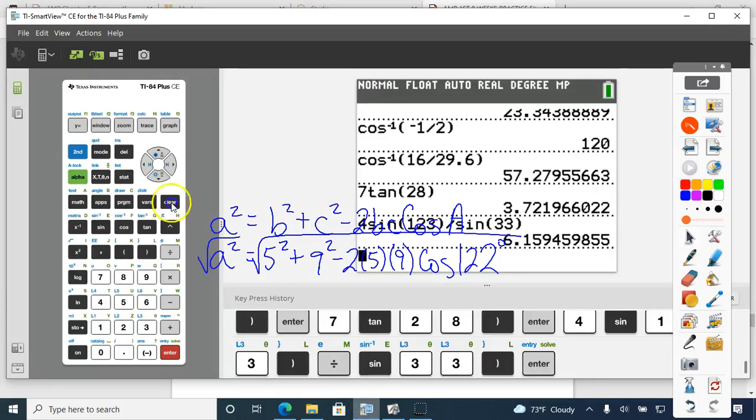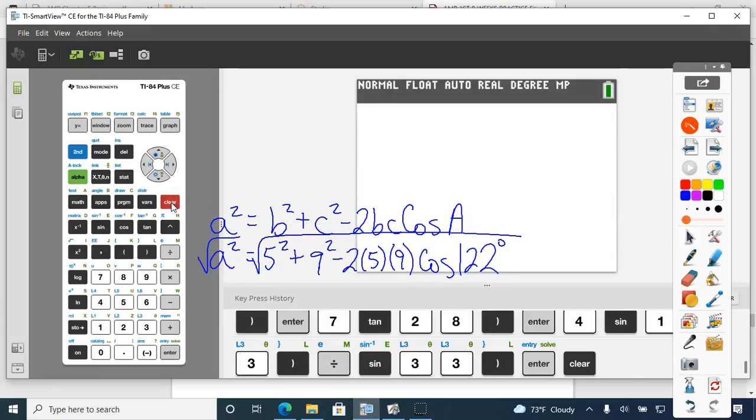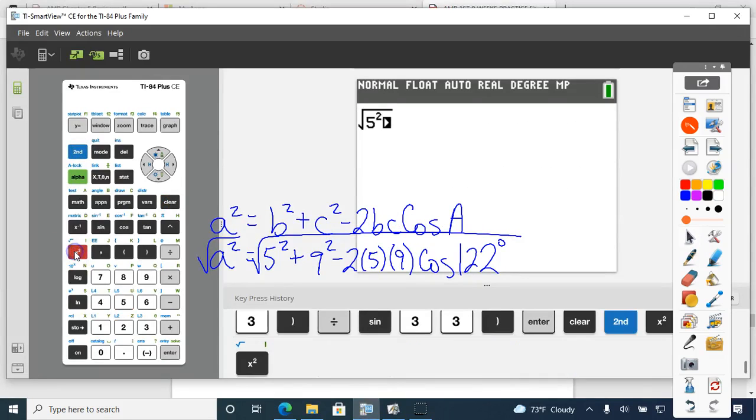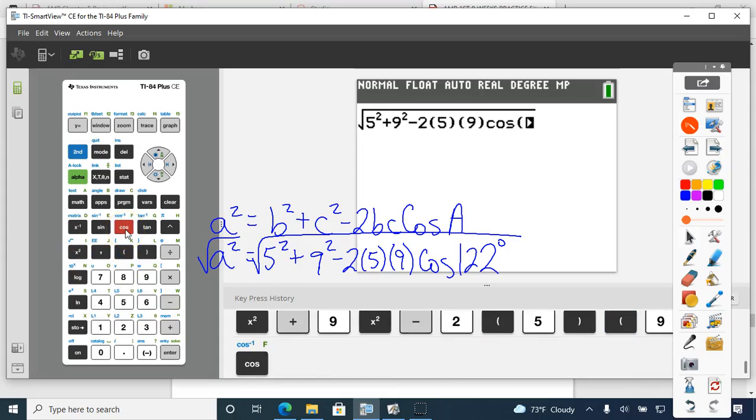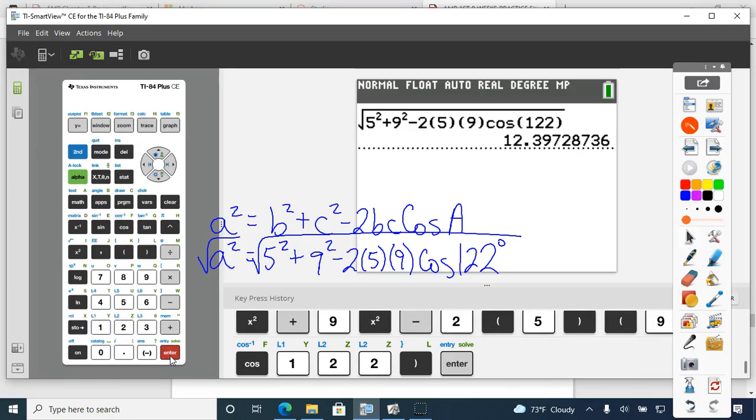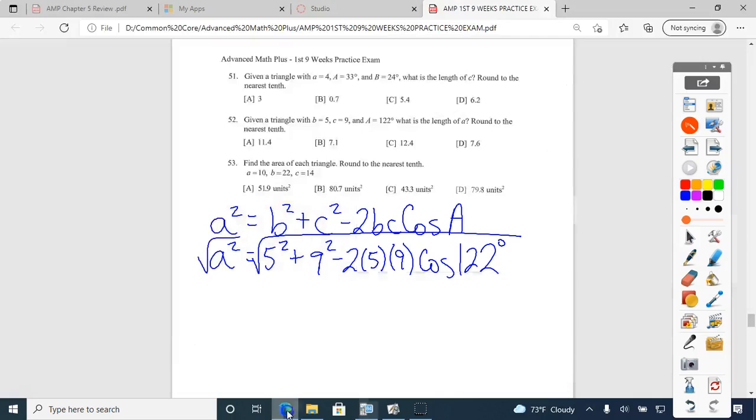So let me clear all this so I can see. We're going to have the square root of 5 squared plus 9 squared minus 2 times 5 times 9 times the cosine of 122. And hit it, 12.397. So 12.397 would round to 12.4.